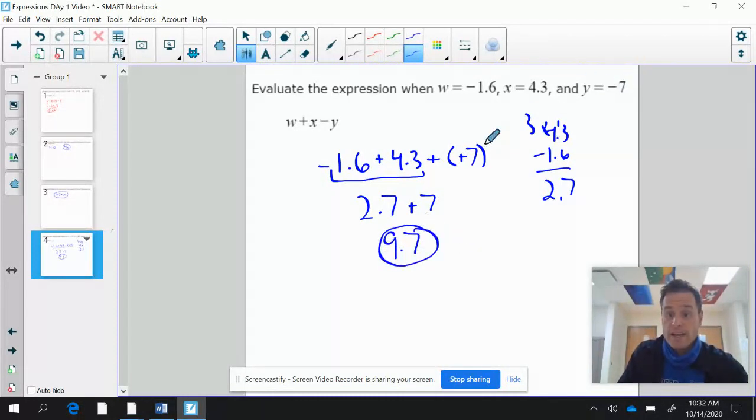Just make sure that when you plug in a negative value here, put that in parentheses as you go along. Hopefully this helps, and you guys can do a good job of answering these questions.